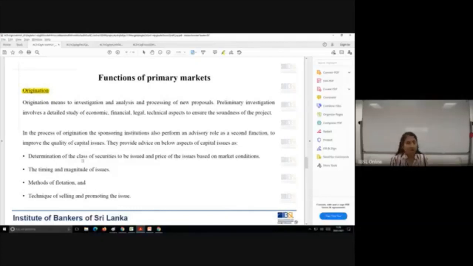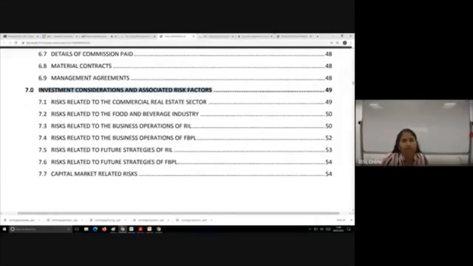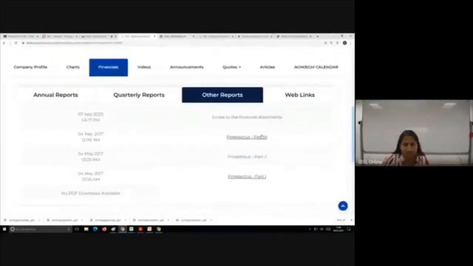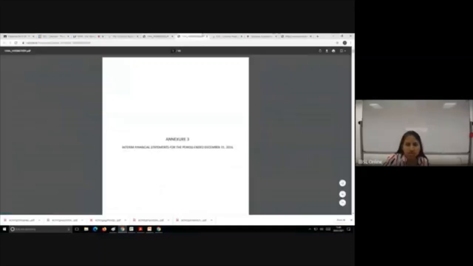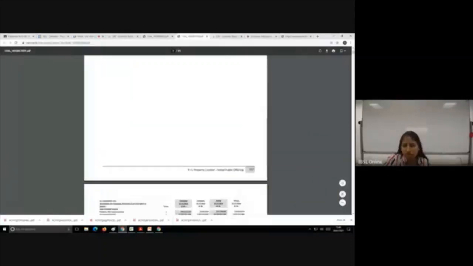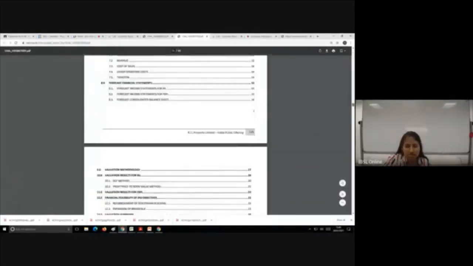Do we need to put up advertisements? Do we need to have conferences? Do we need to put up forums? All these are done or advised by the sponsoring institution. Now let me show you a real example of it. For the same agency, go to these attachments where I will show you how the sponsoring institution has calculated the price.